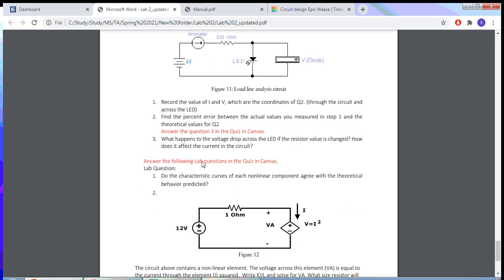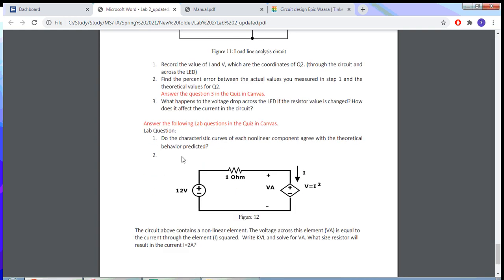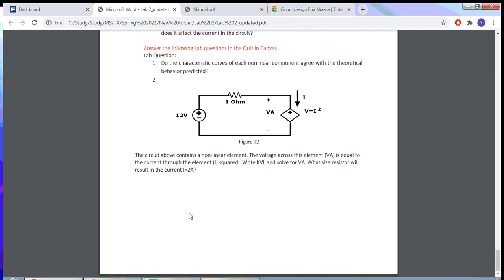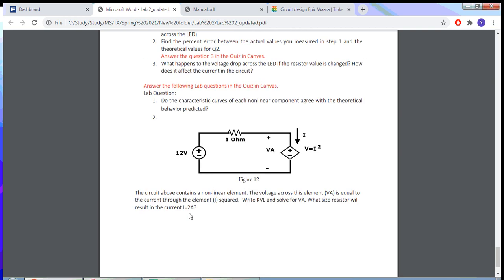And here you have some questions, and you can find this question in the Canvas quiz. And that's it for this lab.